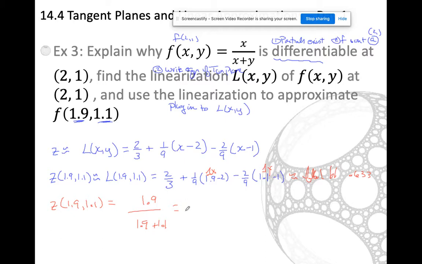Oh my goodness, I got 0.633 repeating, right? So this was a pretty darn good approximator. All right, so we'll do a couple of other examples in our live session to practice this, but hopefully you really do see the link between what we're doing with tangent planes and using tangent planes as an approximator to a surface in 3-space and what we did in Calc 1. All right, I will see you later.